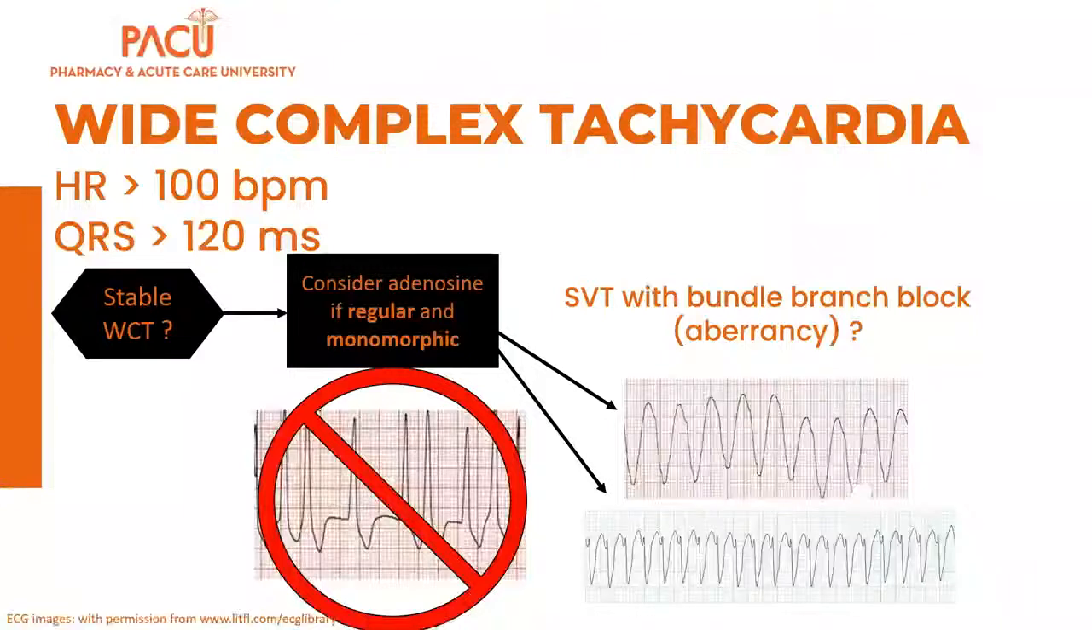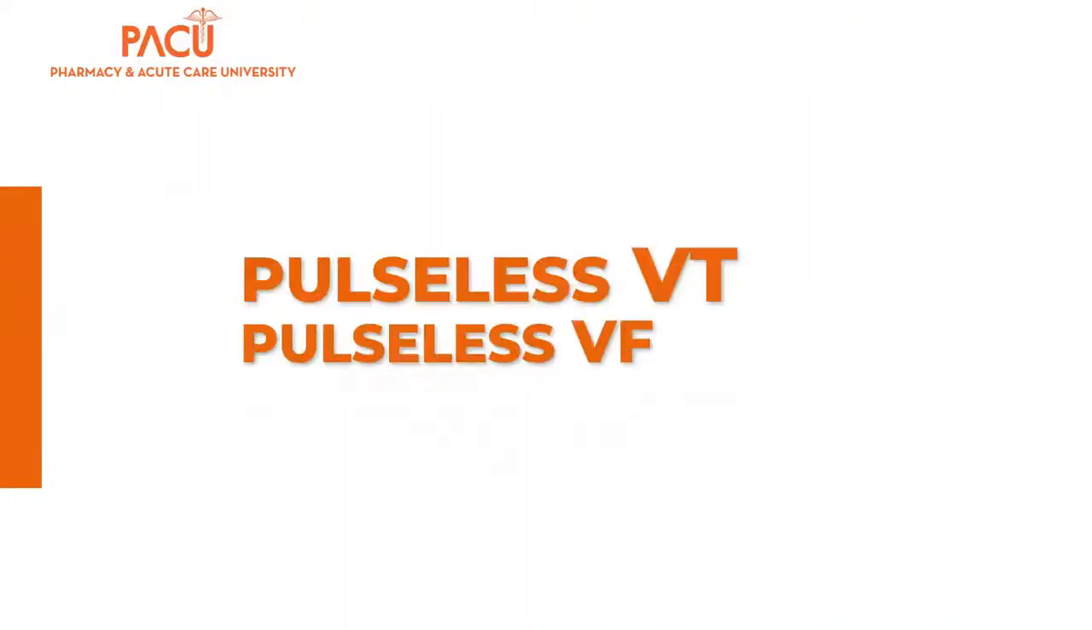Maybe it's an SVT with a bundle branch block that we can break with adenosine. It's only if adenosine is not going to harm the patient, like it would with WPW in the setting of AFib. All right, now moving on to pulseless VTAC and VFib. We don't ever say pulseless VFib because VFib is always pulseless. VTAC, however, can be with a pulse or without a pulse.